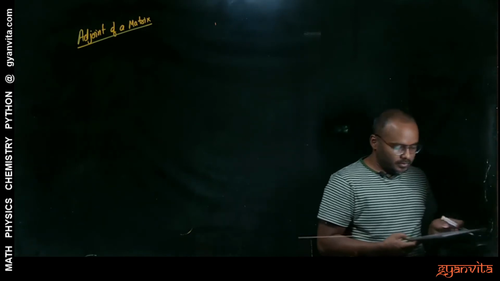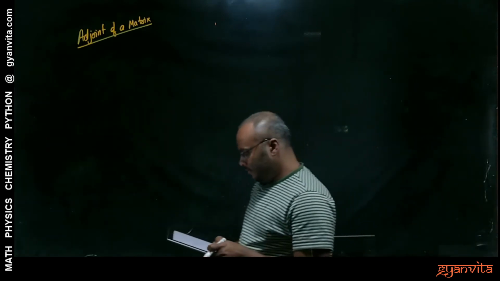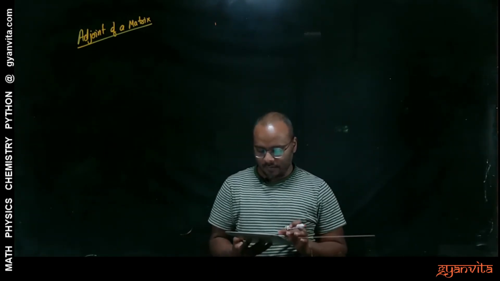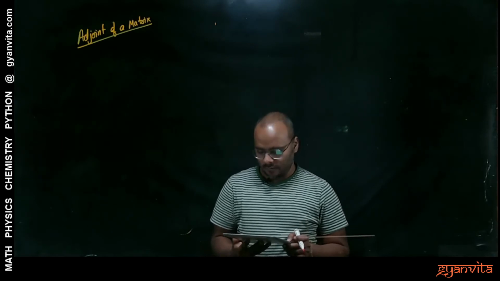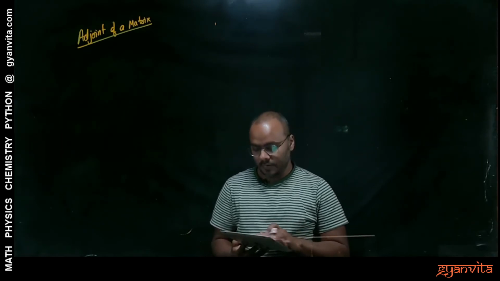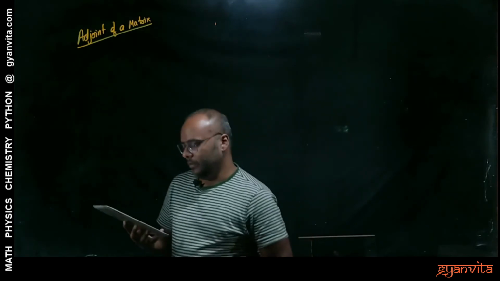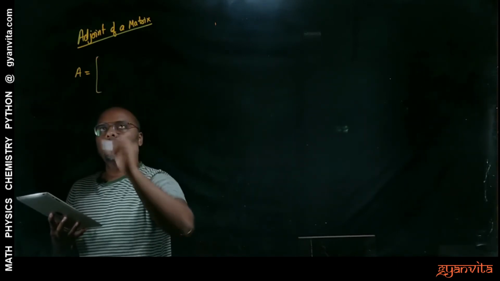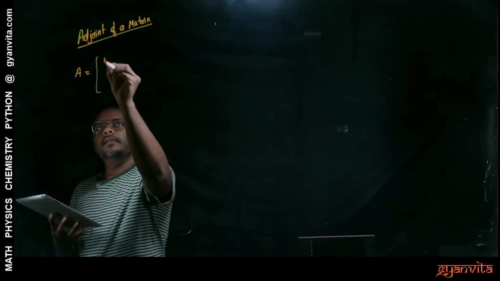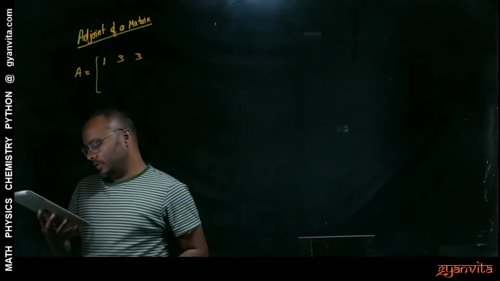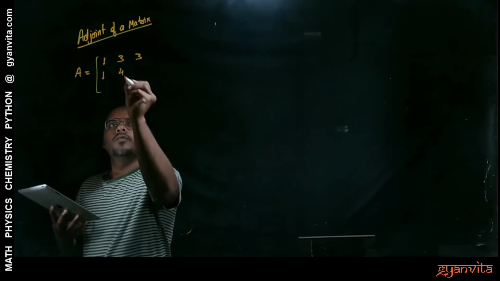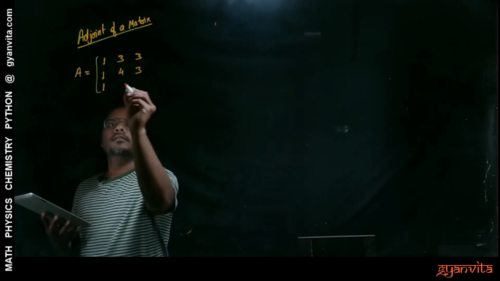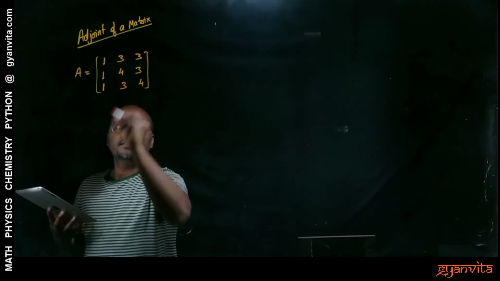Okay, the questions which you will get here are generally 2 cross 2 matrix, but we will try to find adjoint of a 3 cross 3 matrix. So let's practice a little question in which you will have more scope of practice. So matrix is 1 3 3, then 1 4 3 and 1 3 4. This is your matrix.